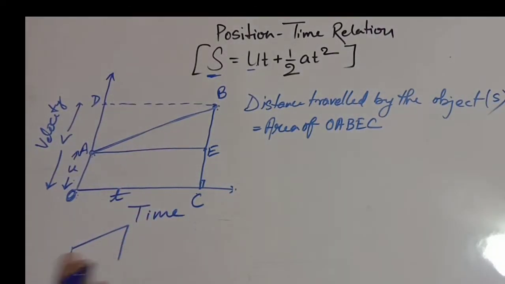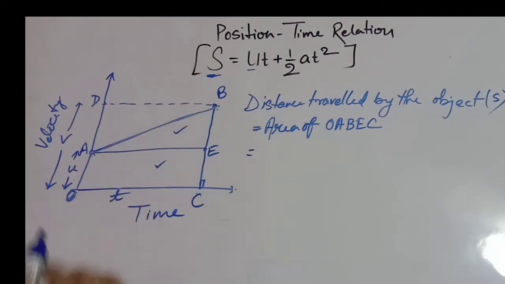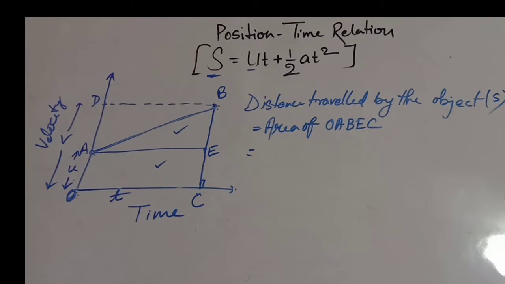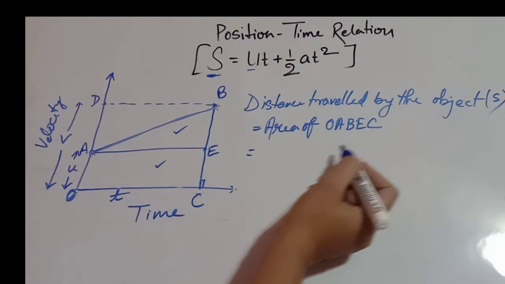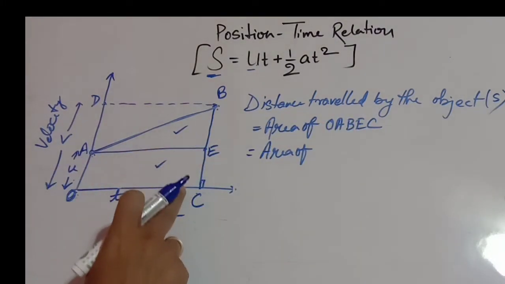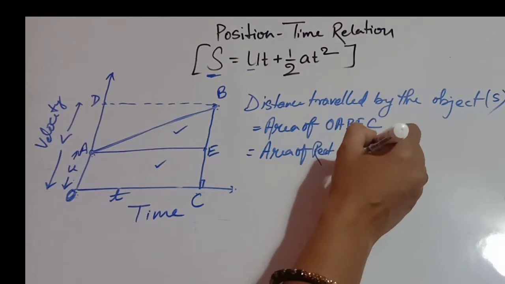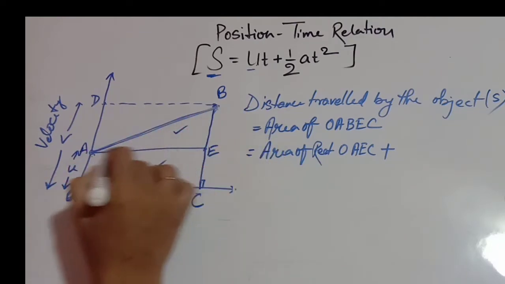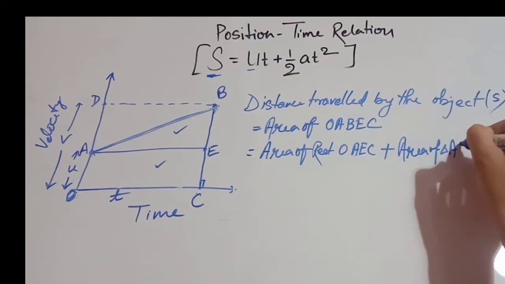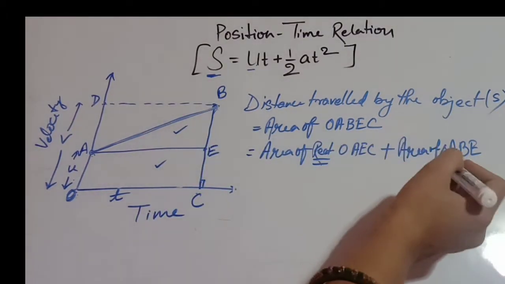Now to derive the second equation, we have to separate this area into these two geometrical shapes. This is a rectangle and this is a triangle. So just write down: area of OABEC is equal to area of rectangle OAEC plus area of triangle ABE.